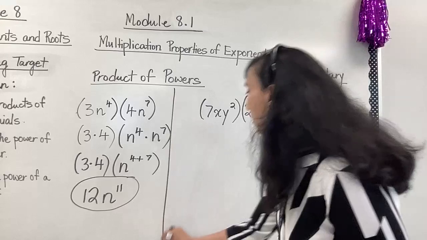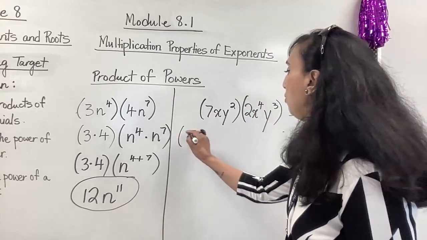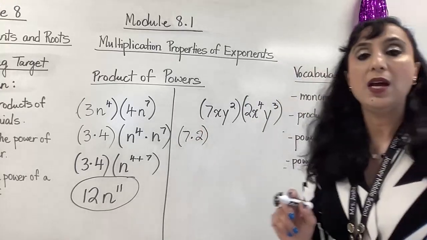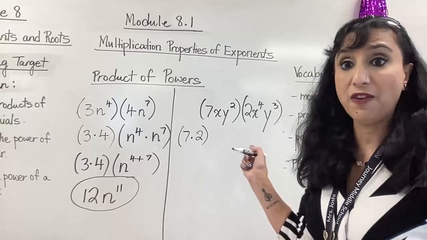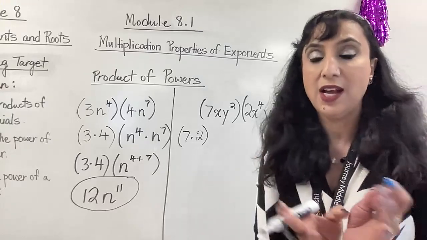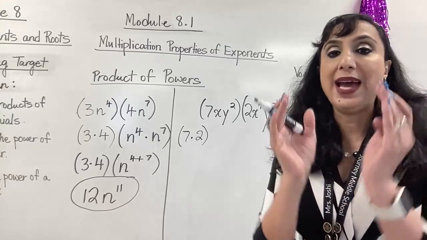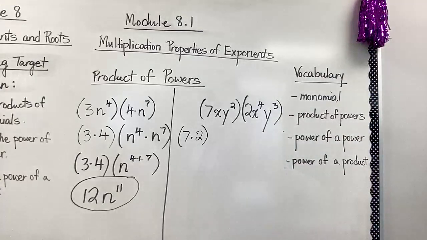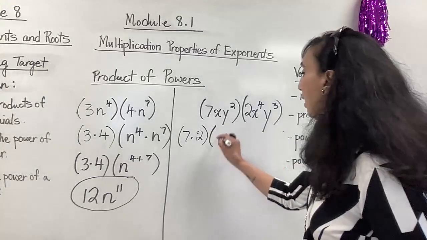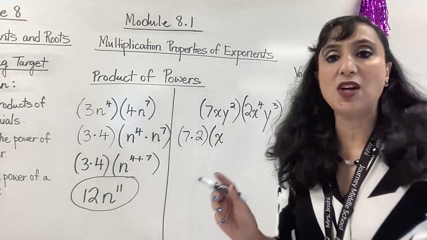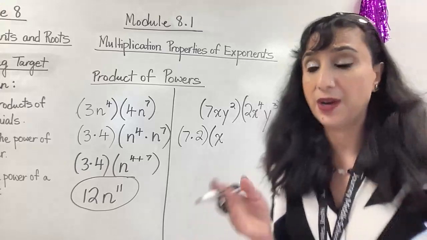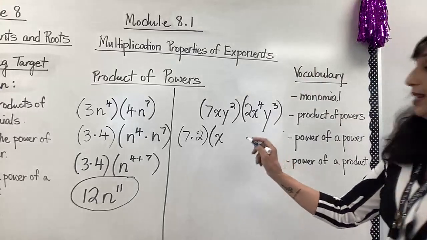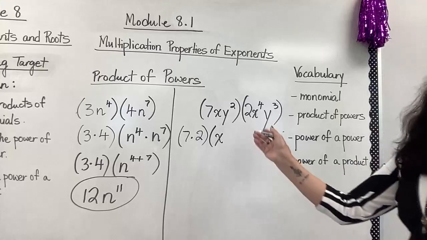Okay, so this is a different problem. So I'm going to group my coefficients, 7 times 2. Now we know that x and y are different, so I can't just squish them together like that. So I am going to group x with x, and I'm going to group y with y. Okay, so I have x. If there is nothing on the top, that means it's to the 1st power. So we have x to the 1, right? Or I can just go ahead and group them together.